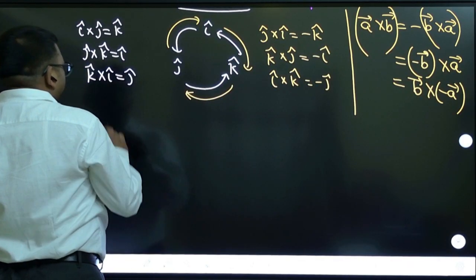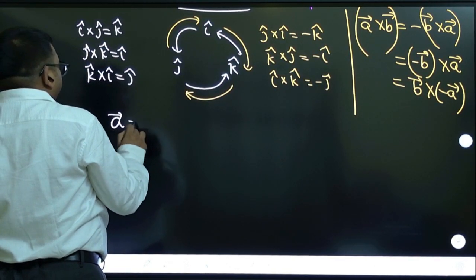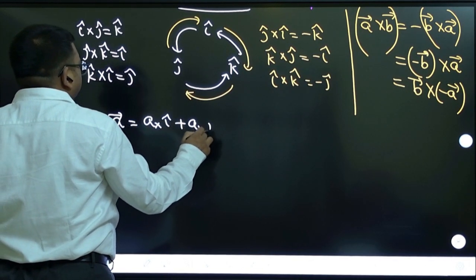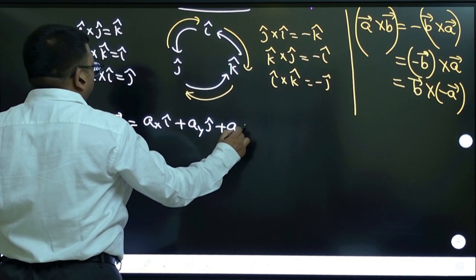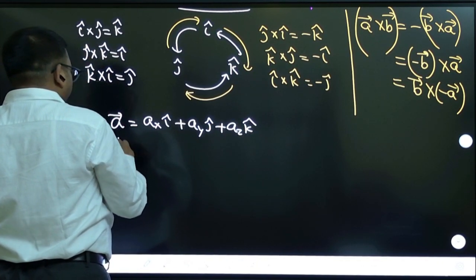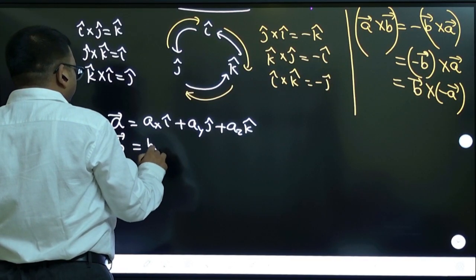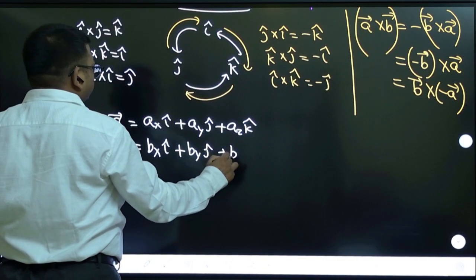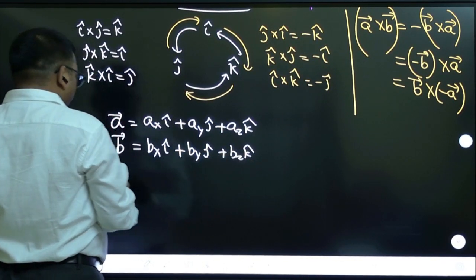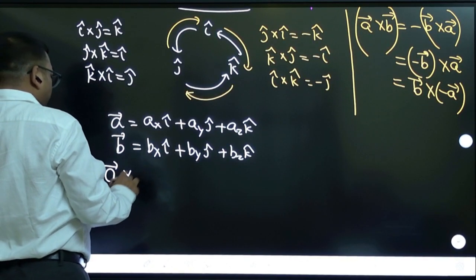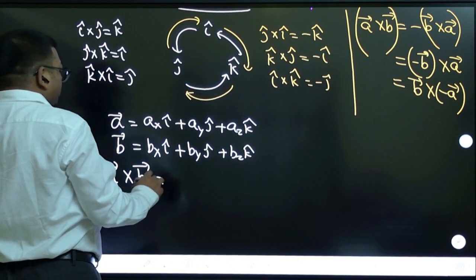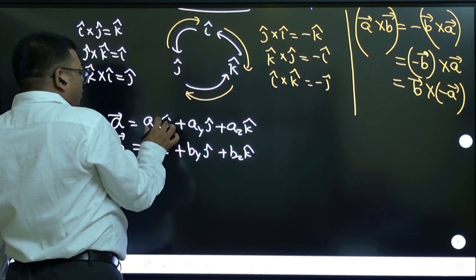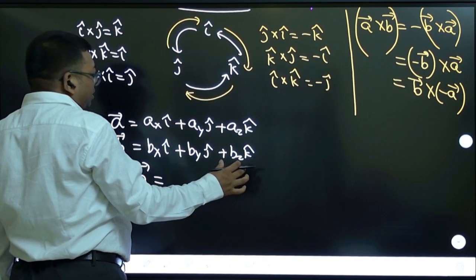Let us say A vector is Ax i cap, Ay j cap, Az k cap. Similarly, B vector is Bx i cap, By j cap, Bz k cap. So when you do A vector cross B vector, you have to open it up. For example, each term you have to take cross with every one.